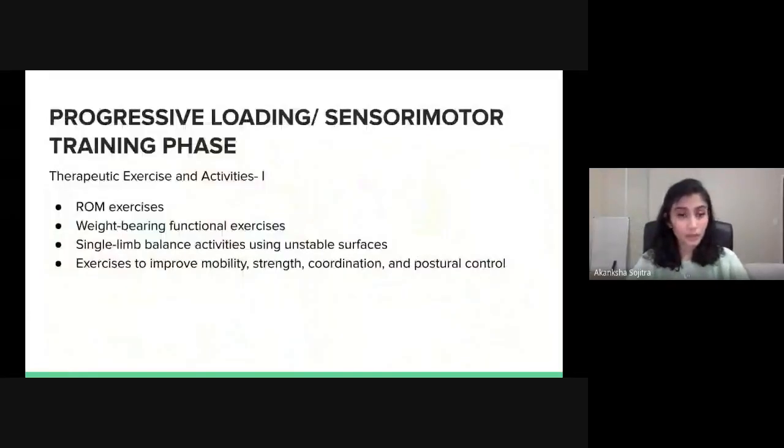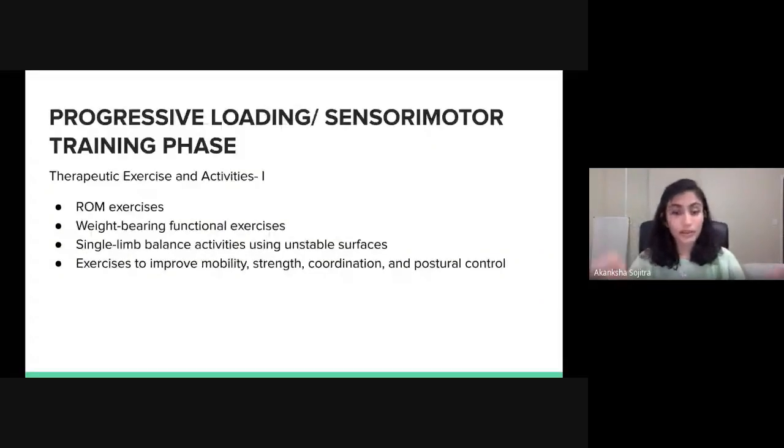So in the progressive loading phase, even therapeutic exercise and activities have grade 1 evidence. So you can do range of motion exercises if they have any remaining limitations, weight bearing and functional exercises, single-leg balance activities, and now it can be progressed into unstable surfaces, and exercises to improve mobility, strength, coordination, and postural control. So you can start challenging them in the progressive loading phase.